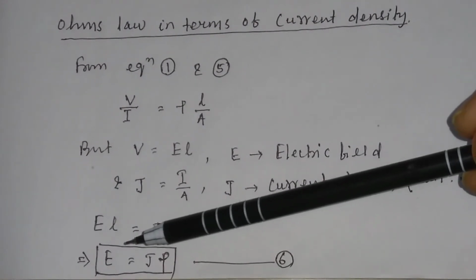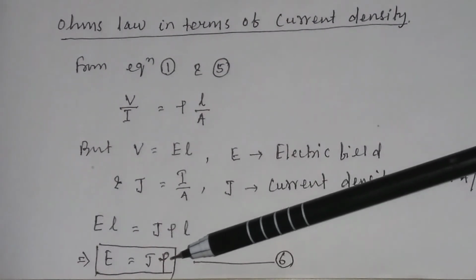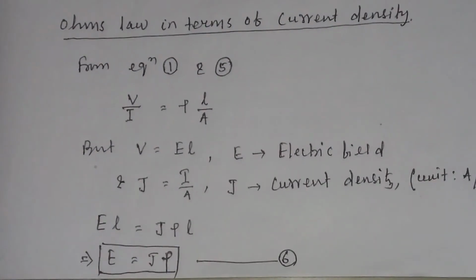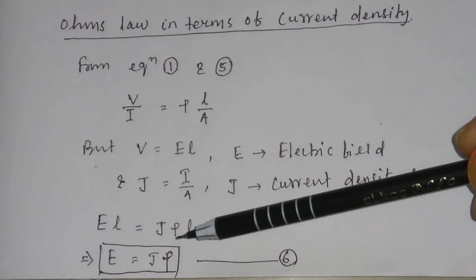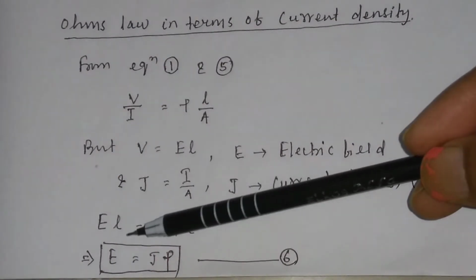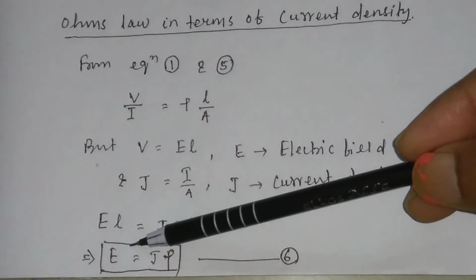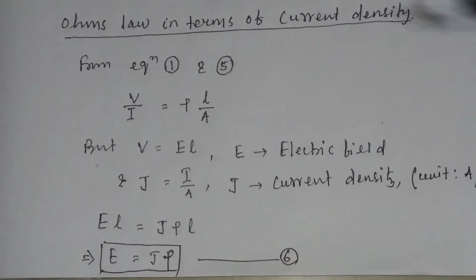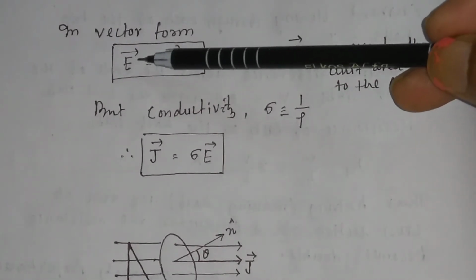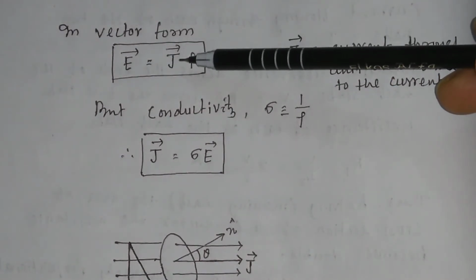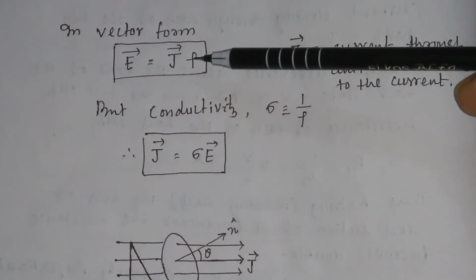That means electric field is equal to the product of current density and the resistivity of the material. So it is a very important relation. You have to remember the relation between electric field and current density, that is E equal to J into rho. In vector form you write electric field vector E equal to the current density vector into the resistivity.